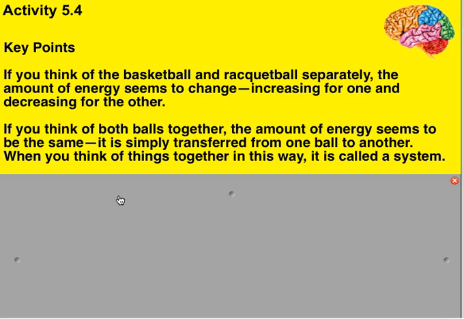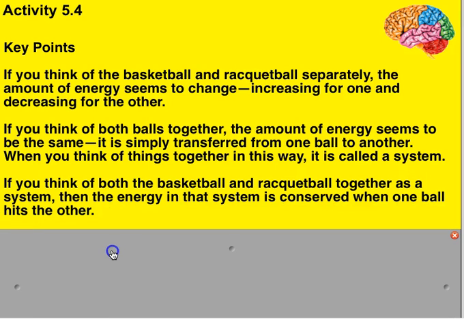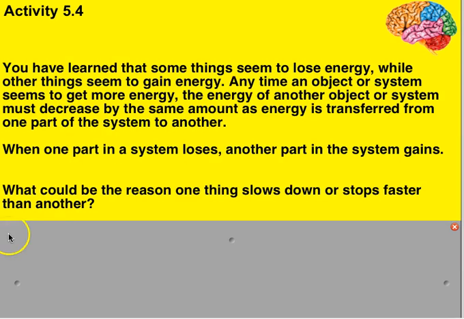Now, when you think of things together in this way, it's called a system. And if you think of both the basketball and the racquetball together as a system, then the energy in that whole system is conserved. It's not going anywhere. So when one ball hits the other, the total amount of energy is the same within the system. Now, you have learned that some things seem to lose energy while other things seem to gain energy. Anytime an object or a system seems to get more energy, the energy of another object or system must decrease by the same amount of energy that's transferred from one part of a system to another. So when one part in a system loses, another part in the system gains.